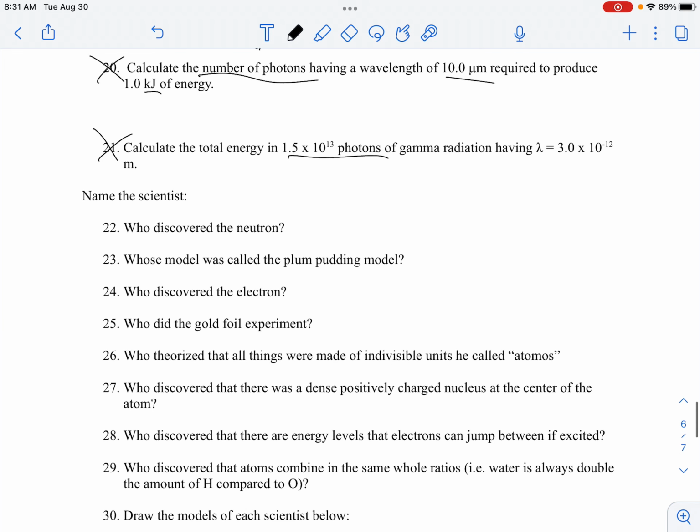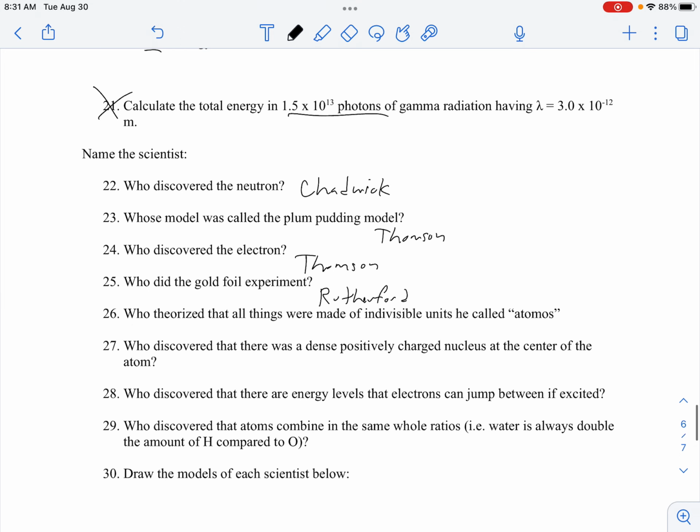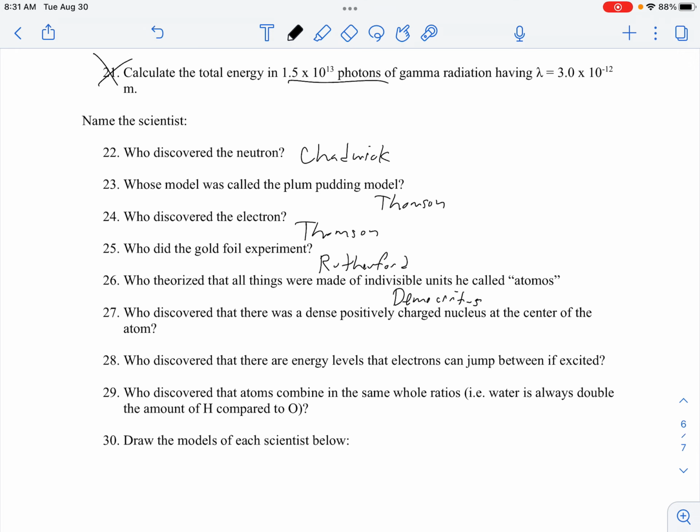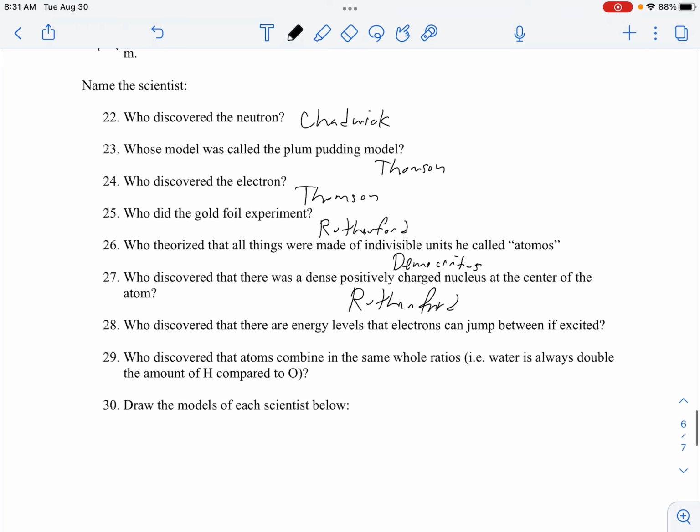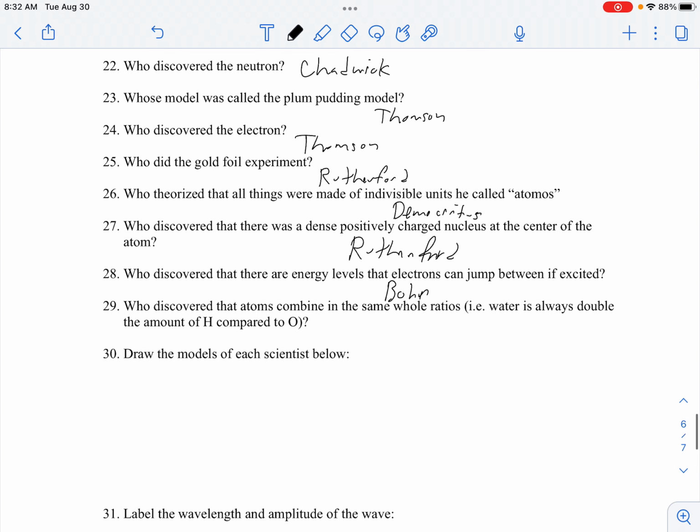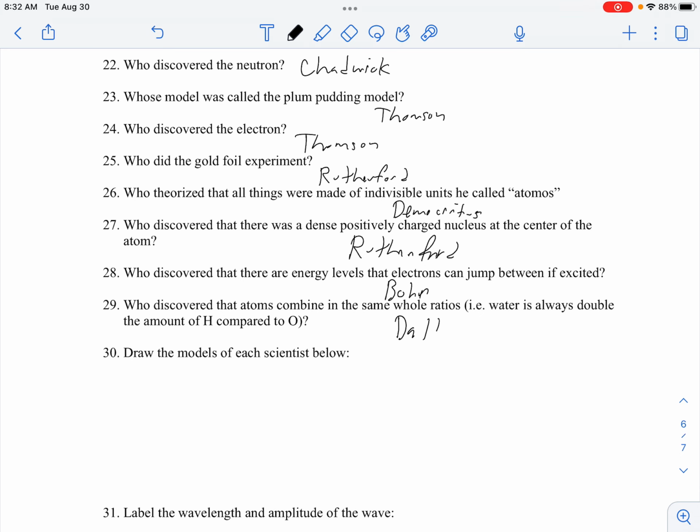Okay, name the scientists. Chadwick. We got the plum pudding model with Thomson. Thomson does the electron as well. Gold foil is Rutherford. Atomos is Democritus. Densely positive nucleus, that's Rutherford. Energy levels is Bohr. And discovered the atom, that's Dalton.